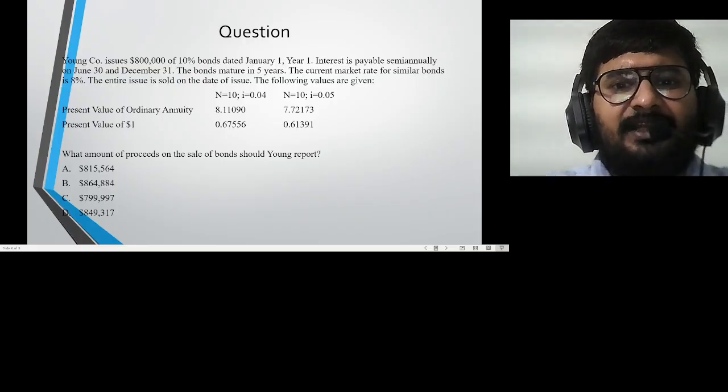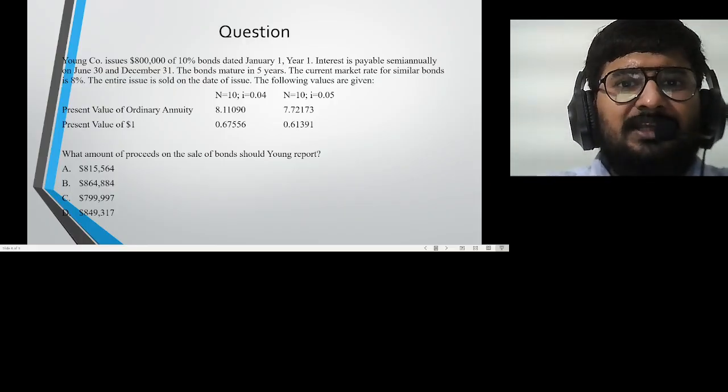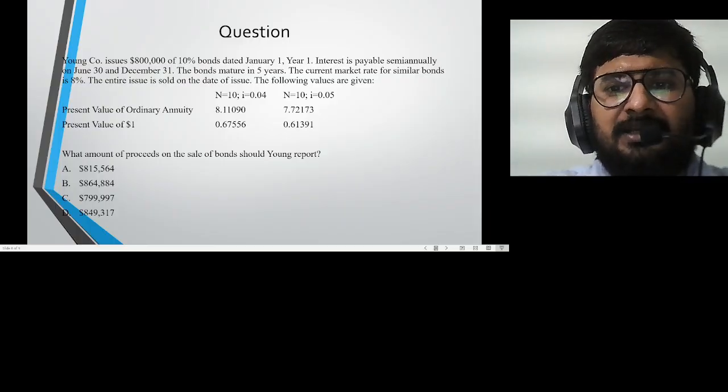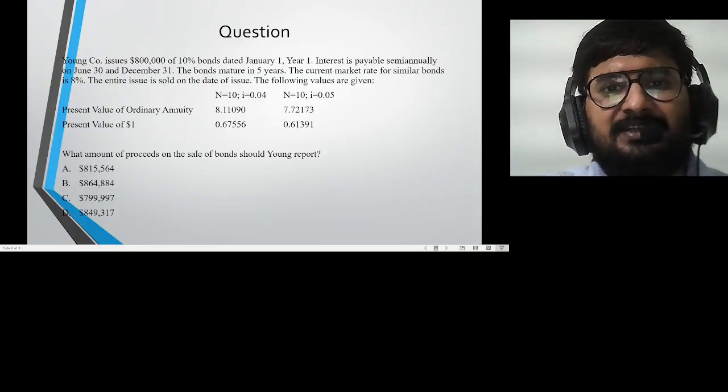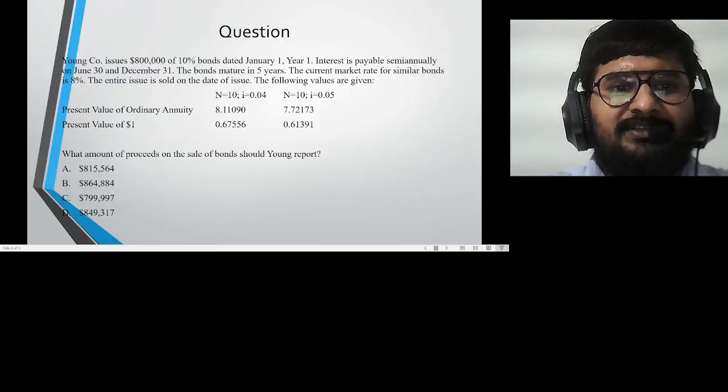Bond matures in 5 years. So the maturity is 5 years. Current market rate for similar bonds is 8%. So this is the market rate of return. It is 8%.